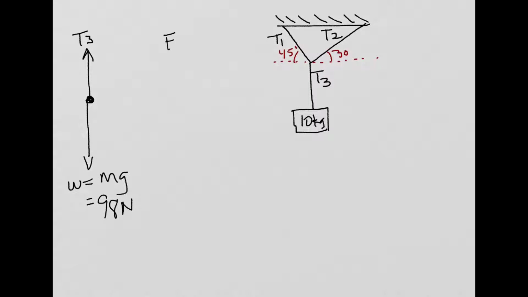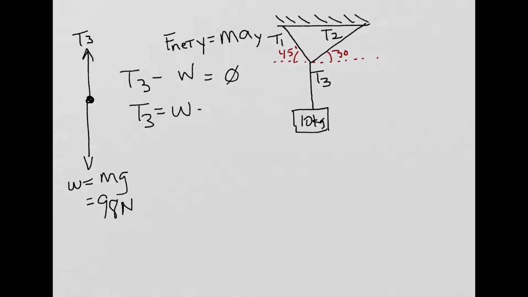Well, what we'll say is F net in the y direction equals MAY. So the forces are T3 up minus W equals 0. Now why is it 0? The mass is not accelerating, it's not going anywhere. So T3 equals the weight, which equals 98 newtons. So that's a pretty common sense solution.